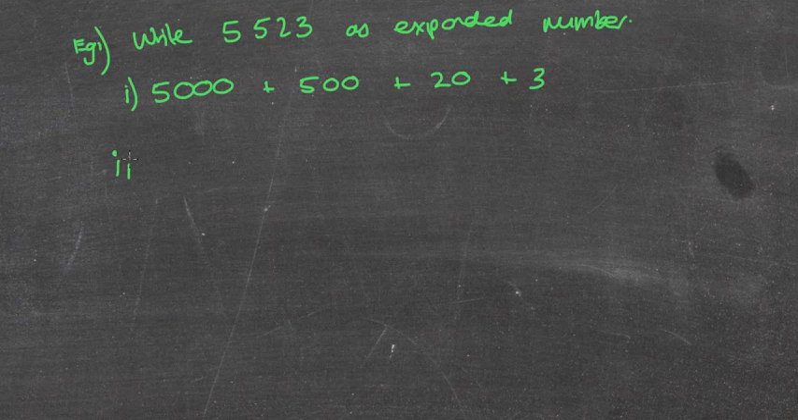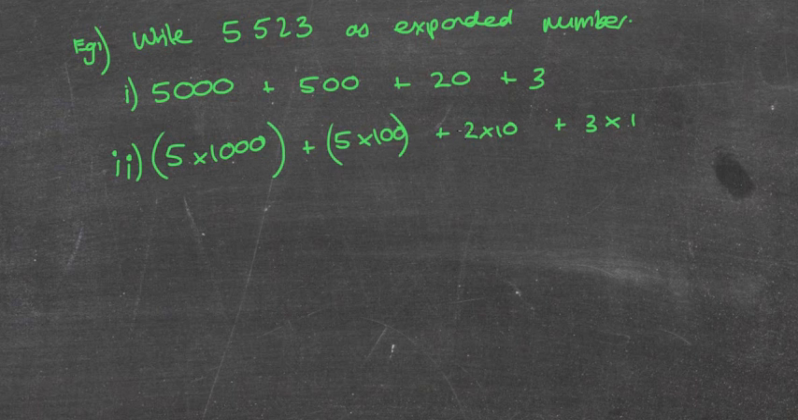Or you could also write it as 5 times 1,000, because it's the thousands column, plus 5 times 100, because it's the hundreds column, plus 2 times 10, because it's the tens column, and plus 3 times 1, the ones column. And generally what I would do is then put brackets around each of those individually, and that means exactly what it is above. So that's one type of question they can ask you.